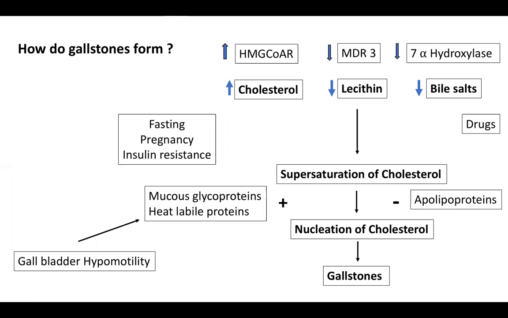Vinay, where is lecithin produced? So this is all secreted from the liver. Liver. Okay. And then it flows down the right and the left ducts and gets stored in the gallbladder. So the gallbladder is basically an extra storage tank.